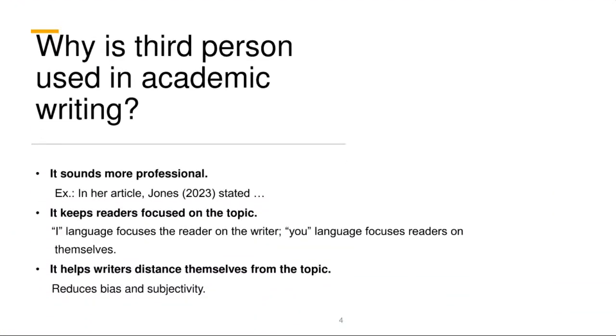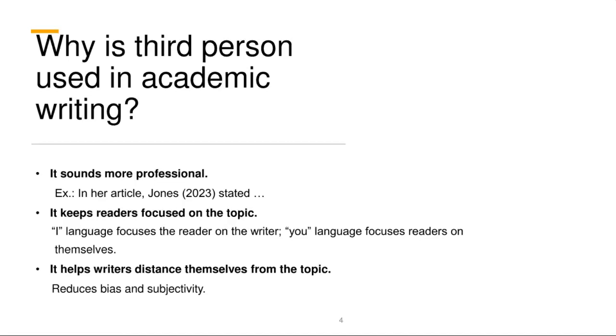Okay, why is third person used in academic writing? One is it sounds more professional. For example, if you're writing about an author other than you, usually people refer to it this way. In her article, Jones stated, and you notice that I've inserted the year there, that's an in-text citation, which is something else that you'll be using. But referring to the author in third person creates a more professional tone.